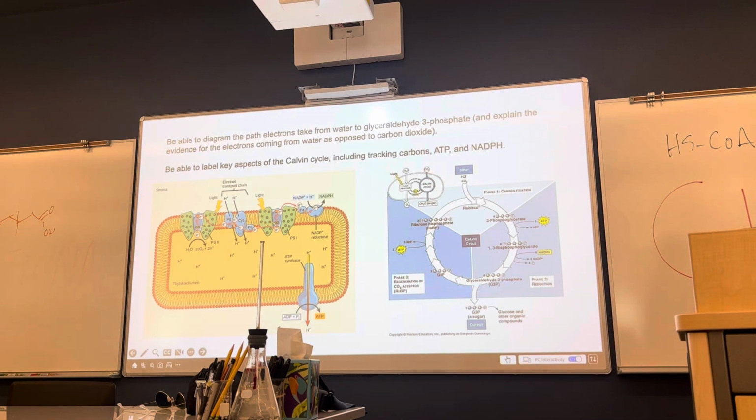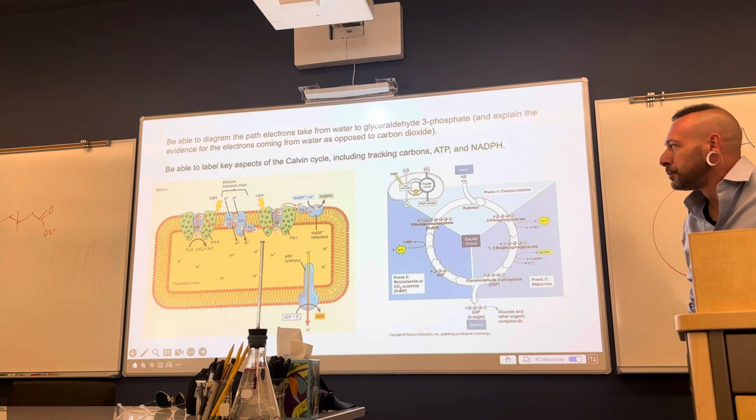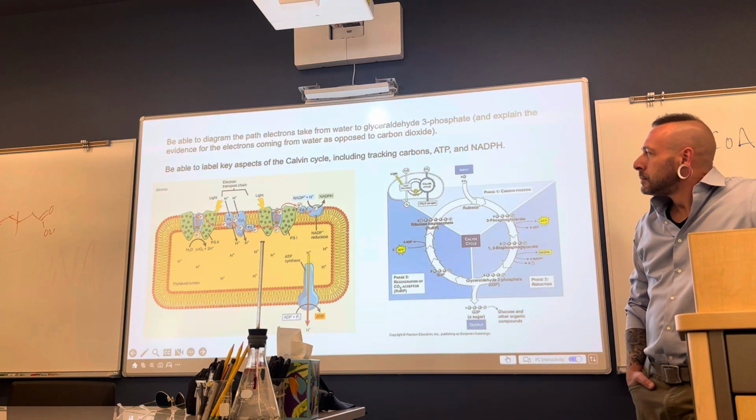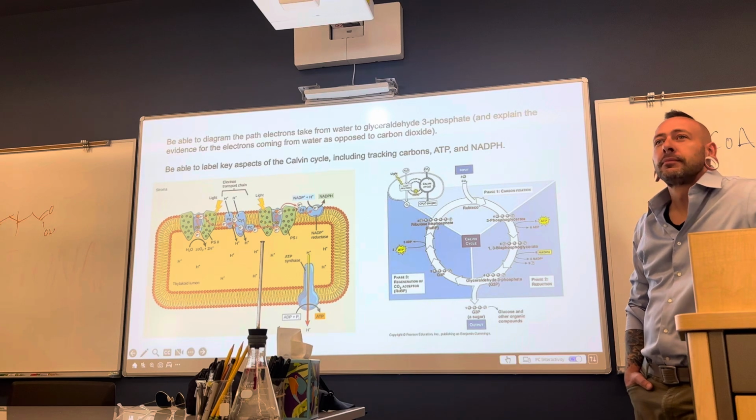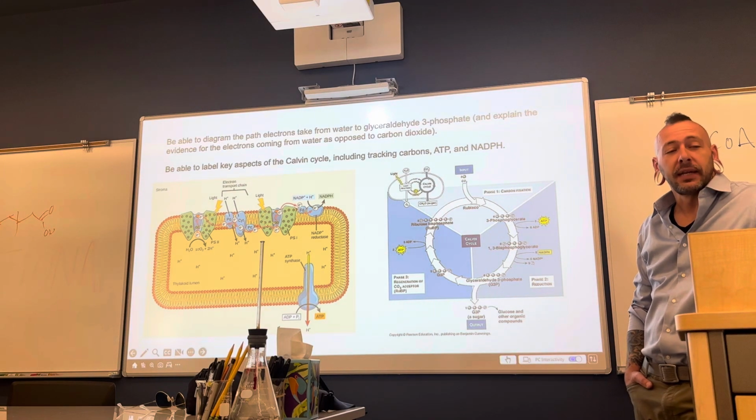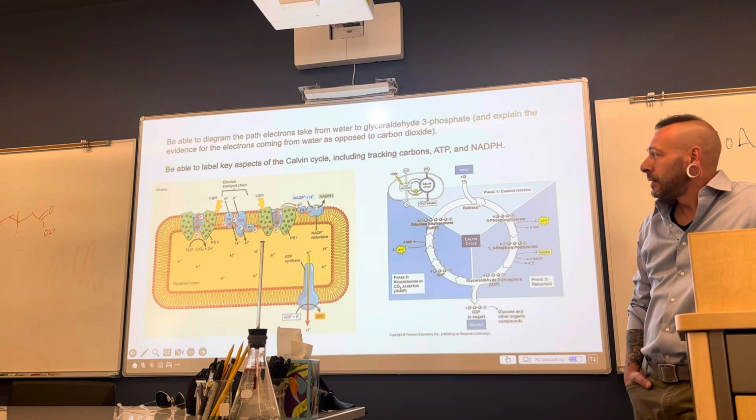What do we call that area? It's the reaction center. The reaction center, what happens there? What happens when light hits a chlorophyll molecule in the first place? It excites the electrons, right?